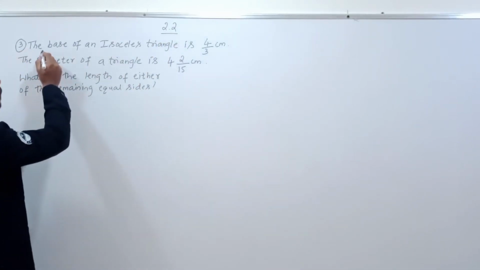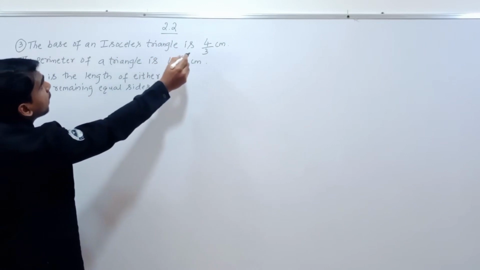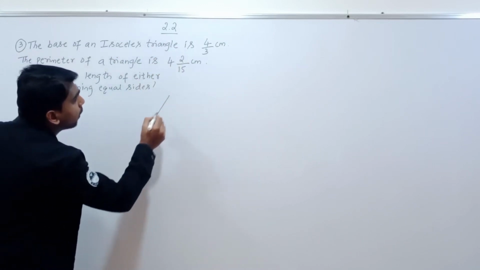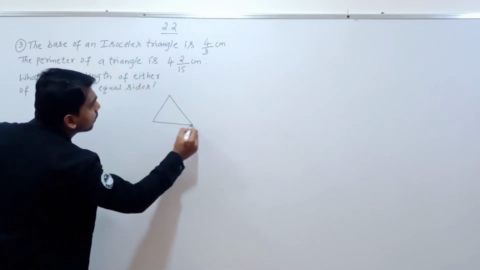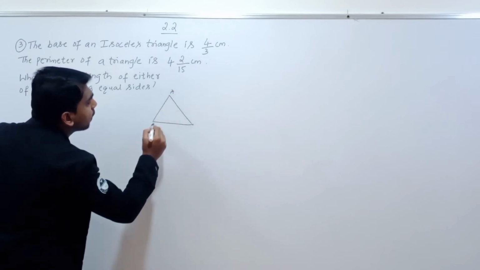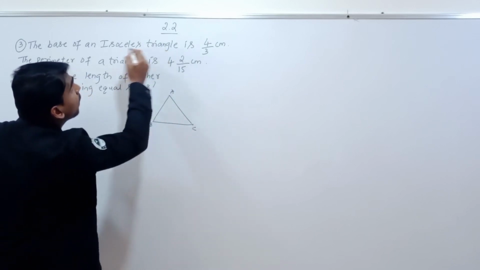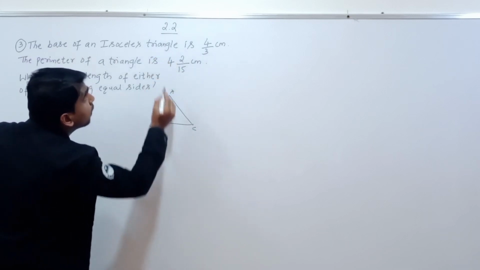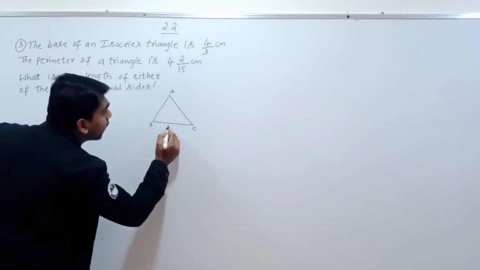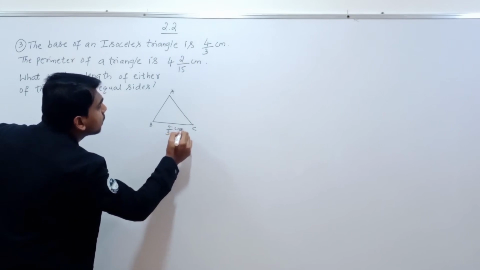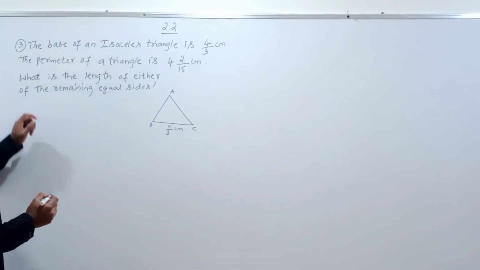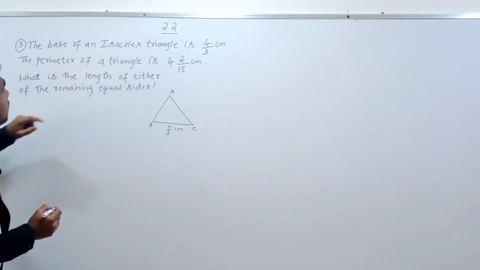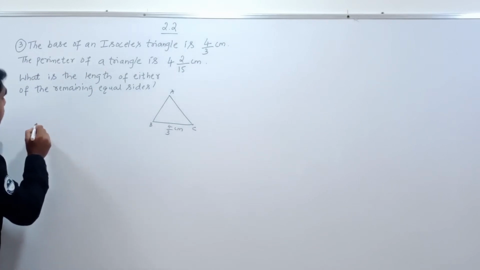Third question. The base of an isosceles triangle is 4 by 3. Now let us draw an isosceles triangle. Let it be A, B, C. The base of the isosceles triangle is 4 by 3 centimeter. The perimeter of the triangle is 2 by 15, as given.